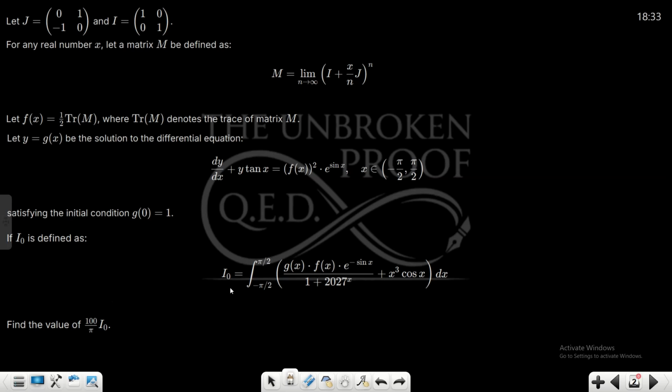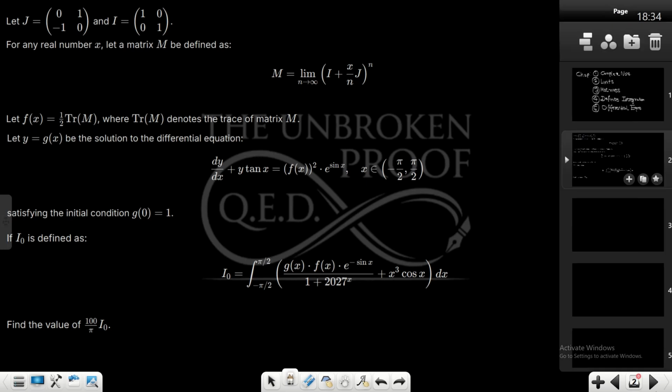If you see, this entire question is centered around this f of x only. Without f of x you can't find g of x, and without f of x and g of x you cannot solve this I naught. So we have to start by finding out what f of x is. Now let us see how we can do it.